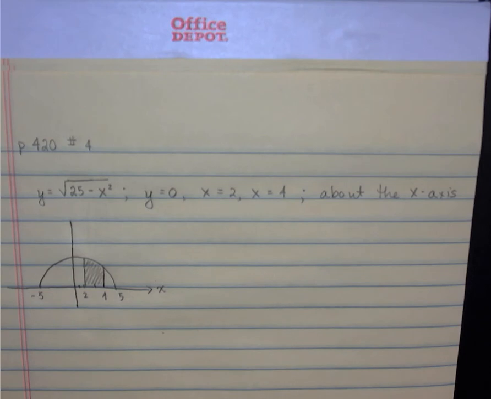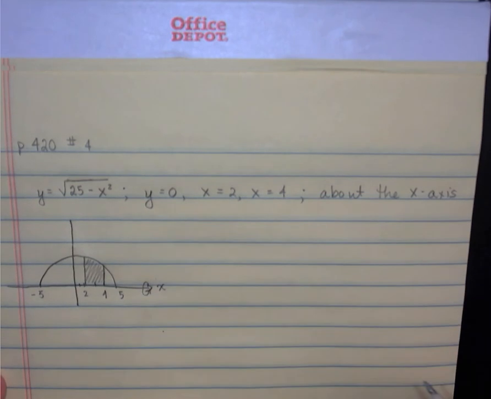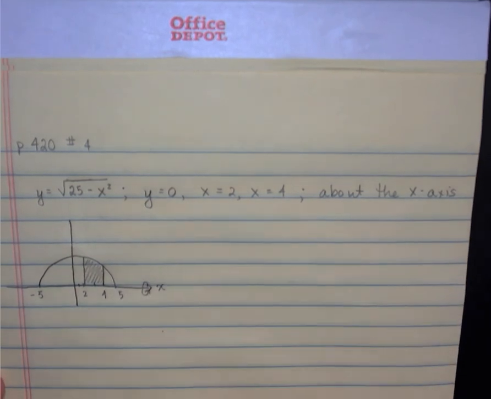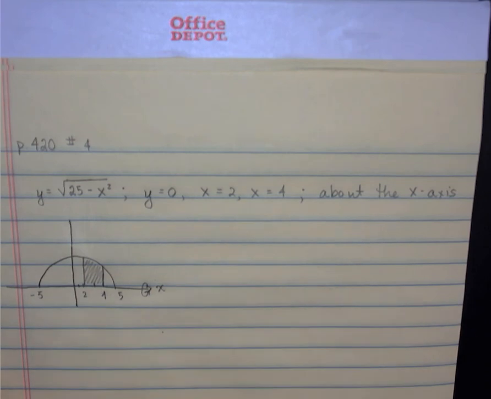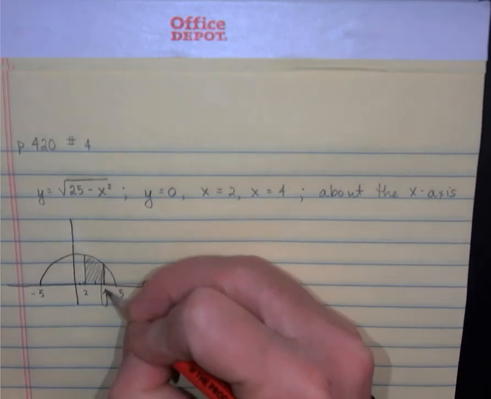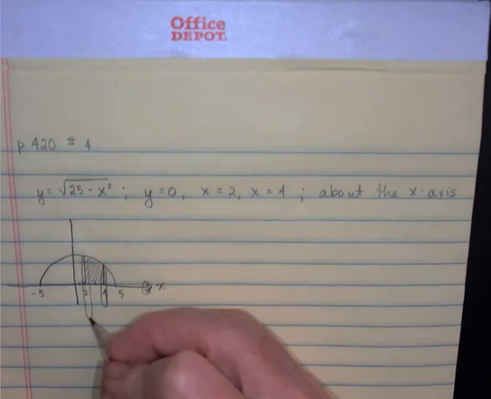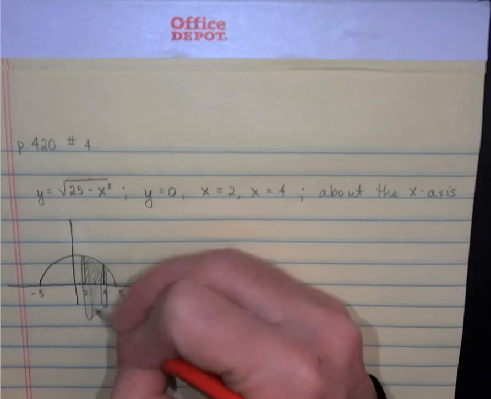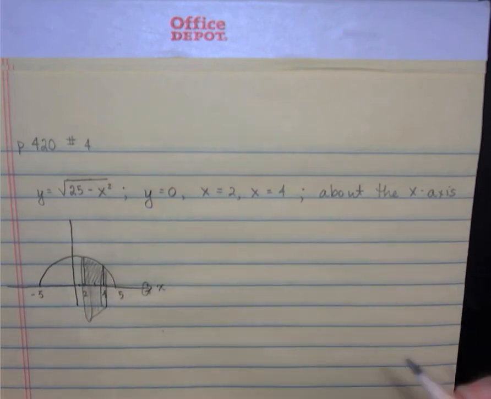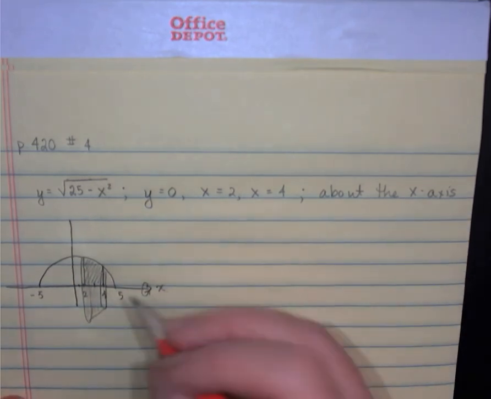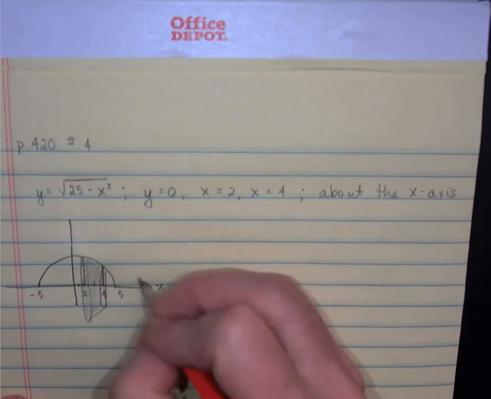Question number 4 on page 420 is another situation where we are revolving a region around the x-axis. And this is the region that we have. The function is a semicircle. And if we rotate this over the x-axis, what we're going to get is a shape that looks kind of like a truncated cone.